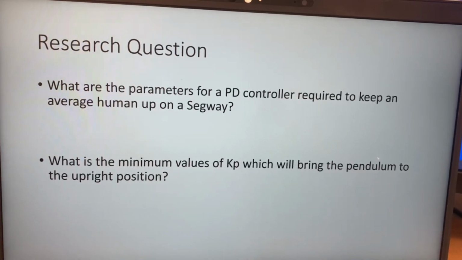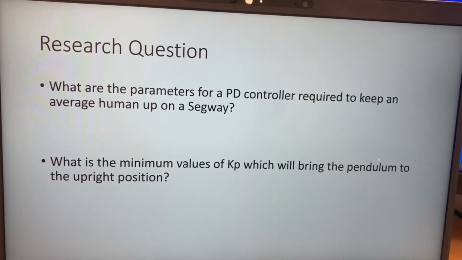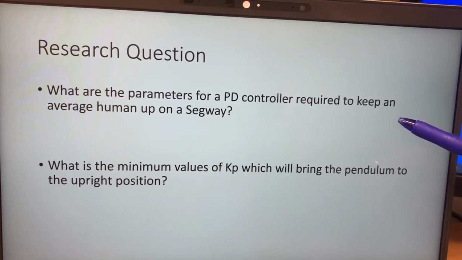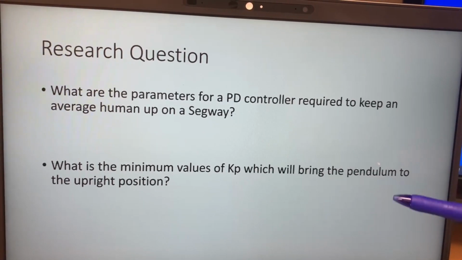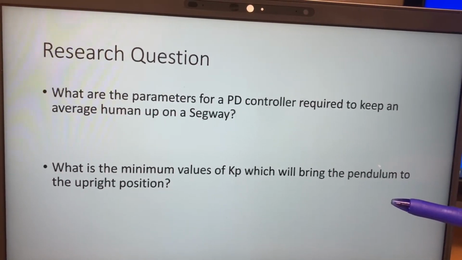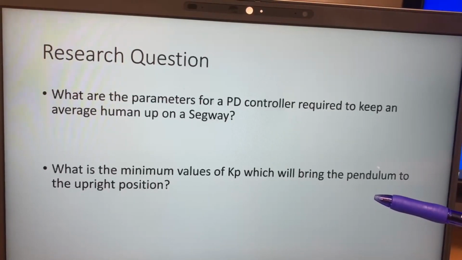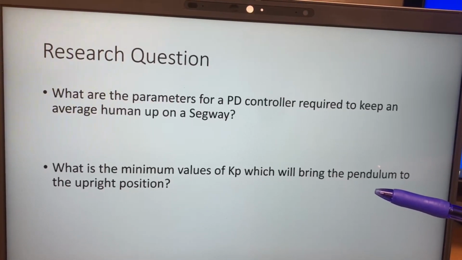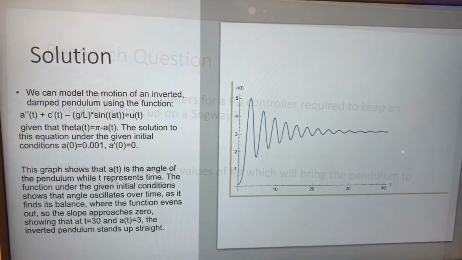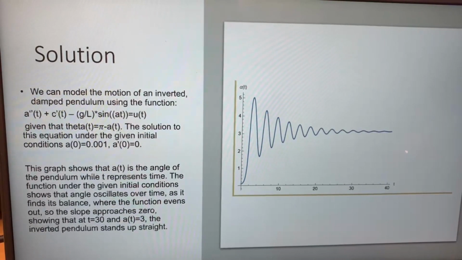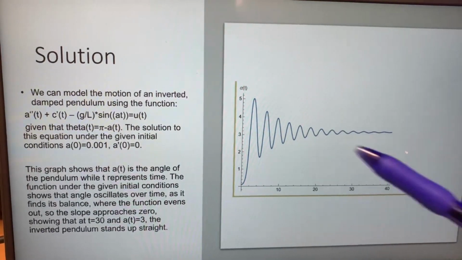Our research questions. What are the parameters for a PD controller required to keep an average human up on a Segway? Our other research question was, what is the minimum value of KP which will bring the pendulum to the upright position? Our solutions. We can model the motion of an inverted damped pendulum using this function.